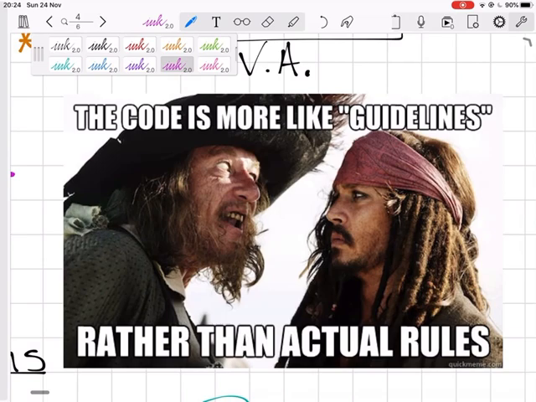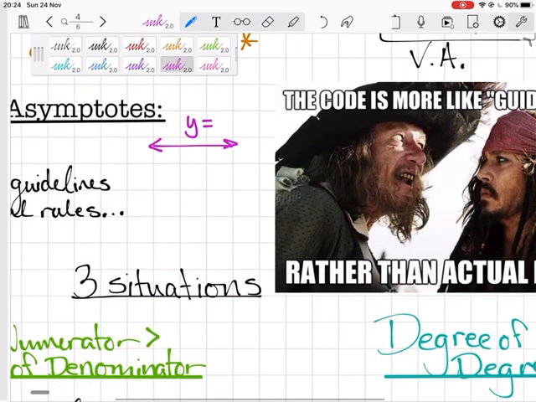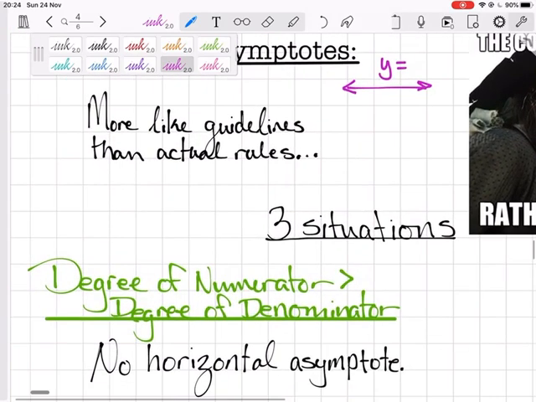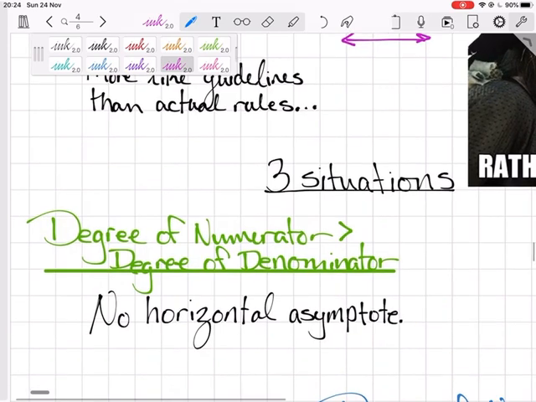So in order to figure out what these guidelines are, we have 3 situations. All of these situations are going to be determined by the degree of our numerator and the degree of our denominator. So we're going to be comparing them. So for our first comparison, we're looking at when the degree of the numerator is higher than the degree of the denominator. So what I'm talking about here is if we have something like x cubed over x squared.